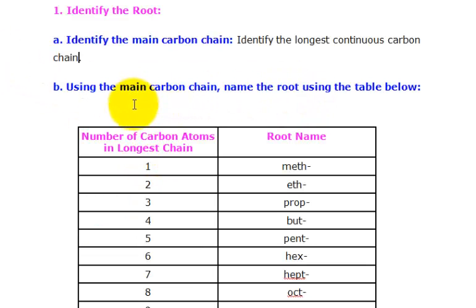Now the second step is, using the main carbon chain, name the root using the table below. As you can see from this table, when the number of carbon atoms in the longest chain is 5 carbon atoms, the root's name is pent.